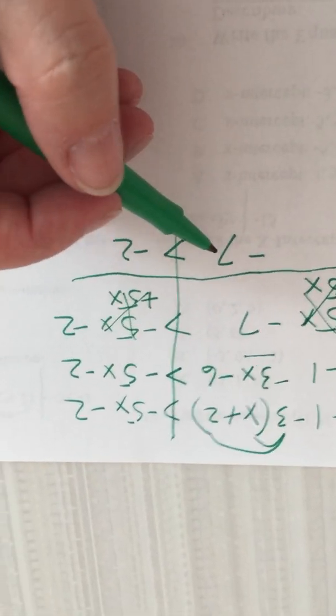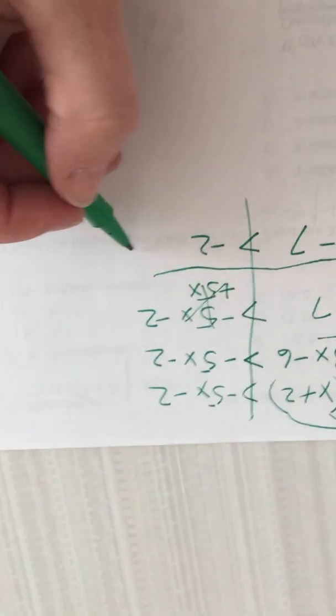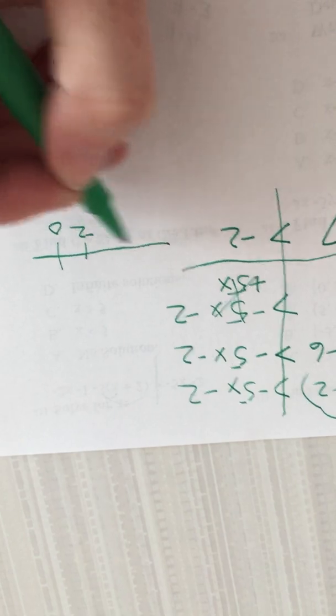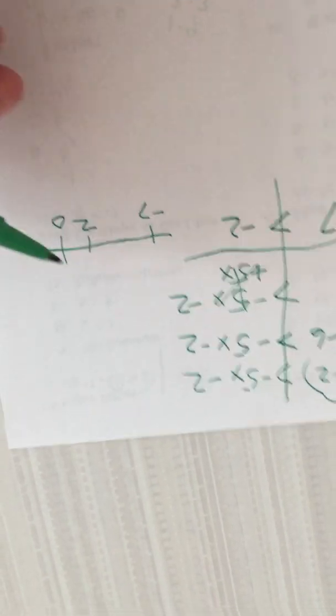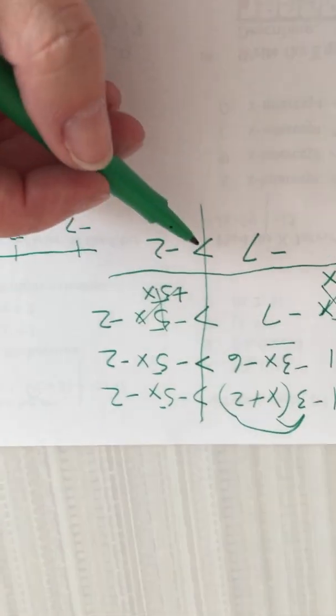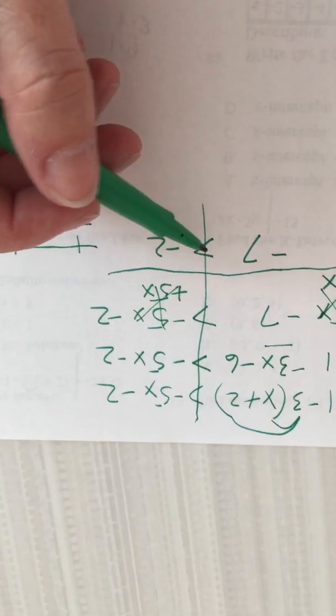Is a negative 7 bigger than negative 2? Think about a number line. Here's 0. Here's negative 2. Here's negative 7 over here. Things get smaller to the left. So this negative 7 is smaller than negative 2. This says it's being eaten. We eat the bigger ones.